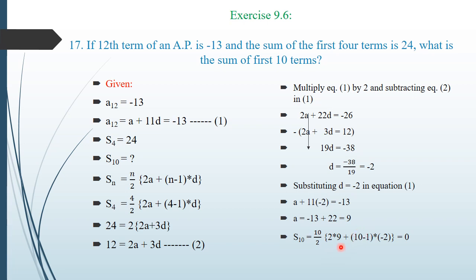Simplifying this further, I can see here 10 minus 1 is 9, 9 into minus 2 is minus 18, and 9 into 2 is 18. Plus 18 minus 18 get cancelled, therefore the value inside this bracket will be equal to 0. 0 multiplied with any term will give me the answer as 0. Therefore, the sum of the first 10 terms of this AP is going to be equal to 0.